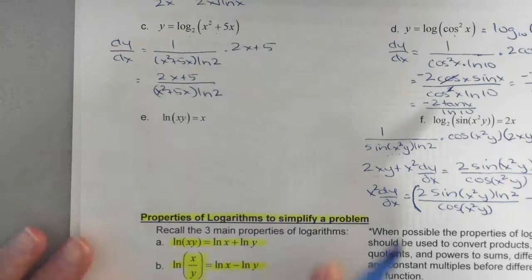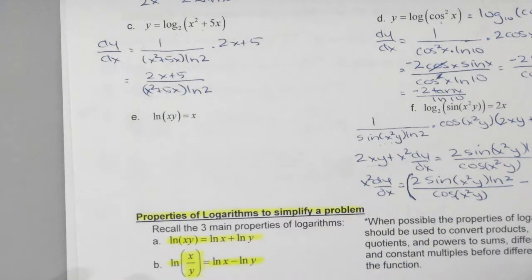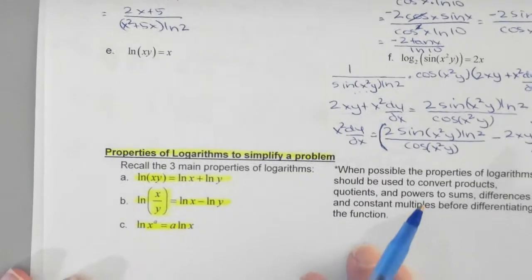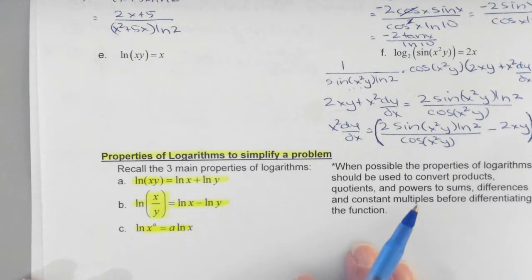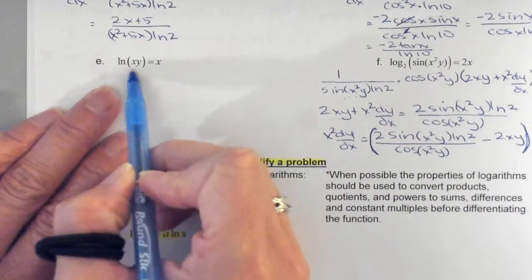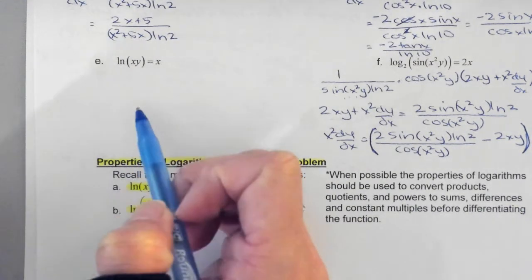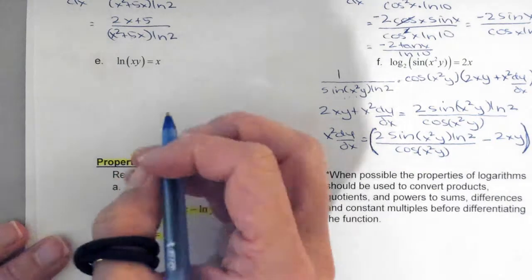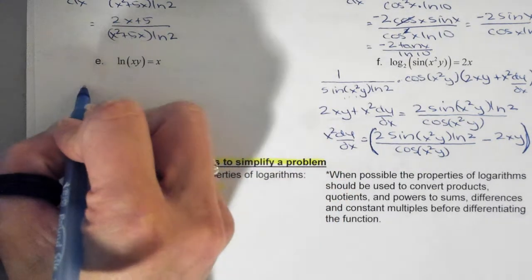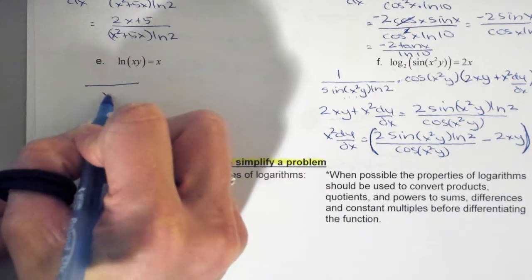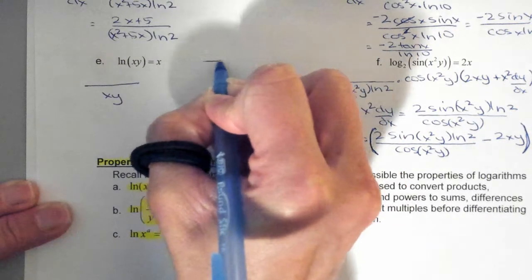Can someone tell me the first thing that I would do here? What is involved in this problem, first of all? Yeah, I have to use the product rule. So first of all, let's take this one piece right here. What is the derivative of the natural log of xy? 1 over xy. So we know we're going to have an xy in the bottom, right? So we do have to do the product rule.